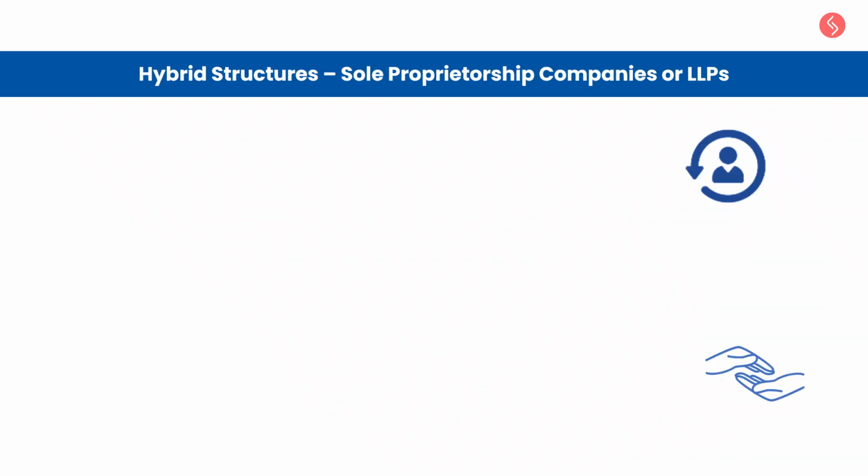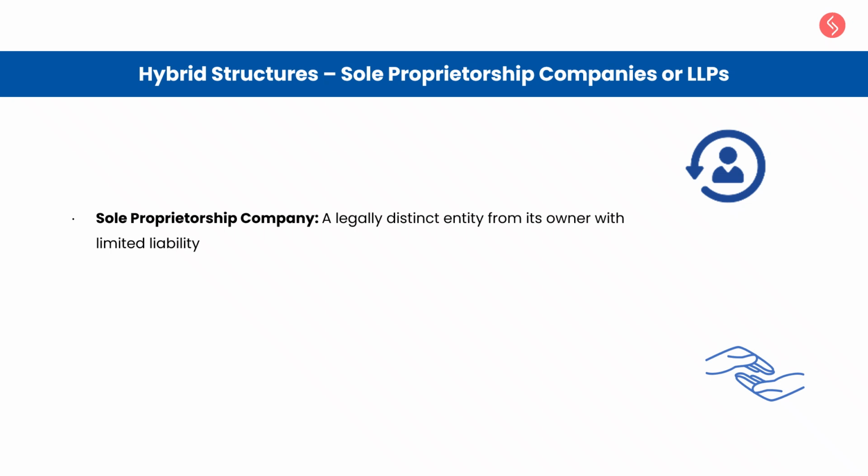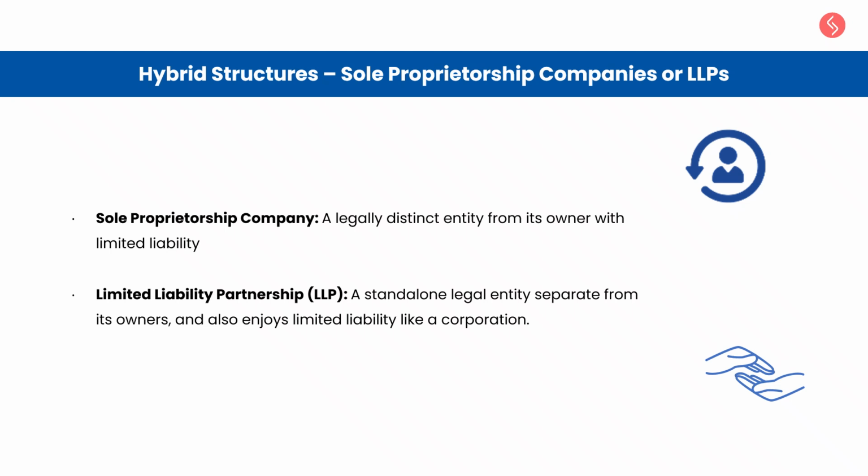Now, let us understand about hybrid structures. A sole proprietorship company is a legally distinct entity from its owner with limited liability, whereas a limited liability partnership is a standalone legal entity separate from its owners and also enjoys limited liability like a corporation.